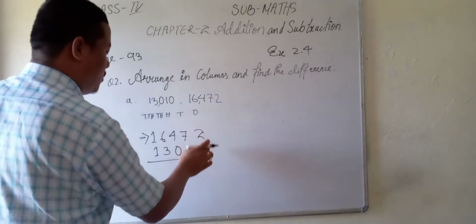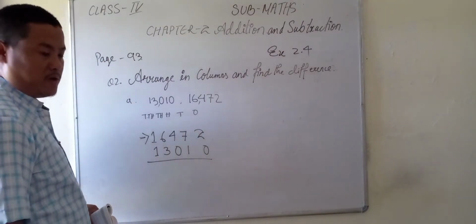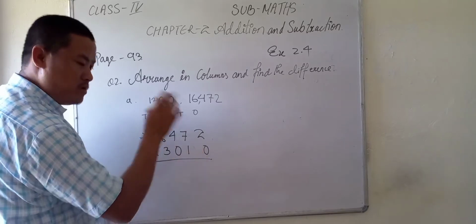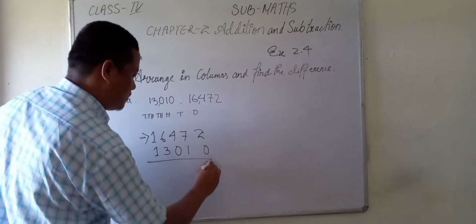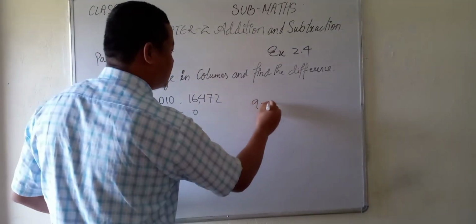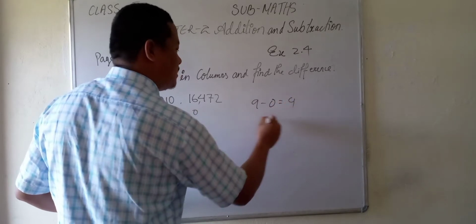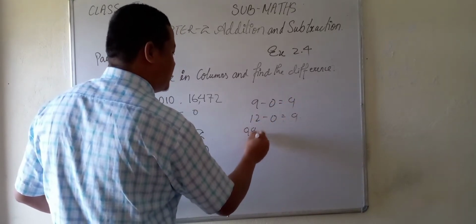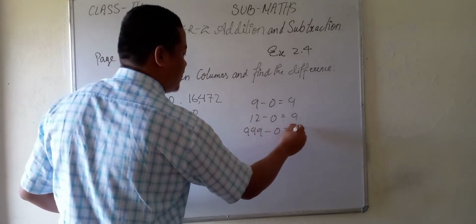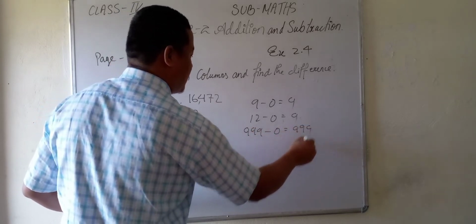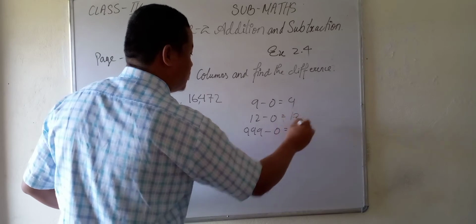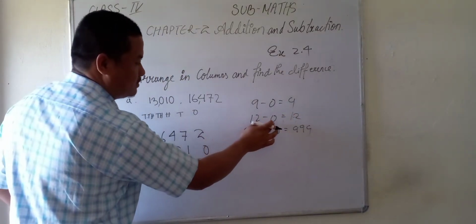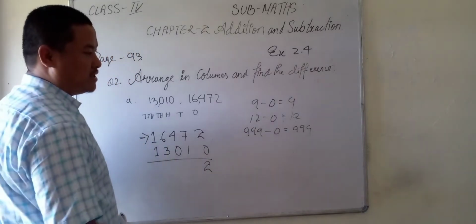Okay. From 2 you minus 0. So from any number we minus 0, we'll get the same number 2. Suppose 9 minus 0, we'll get 9. 12 minus 0, we'll get 12. 999 minus 0, we'll get 999. So see, any number we subtract 0 from, we'll get the same number.